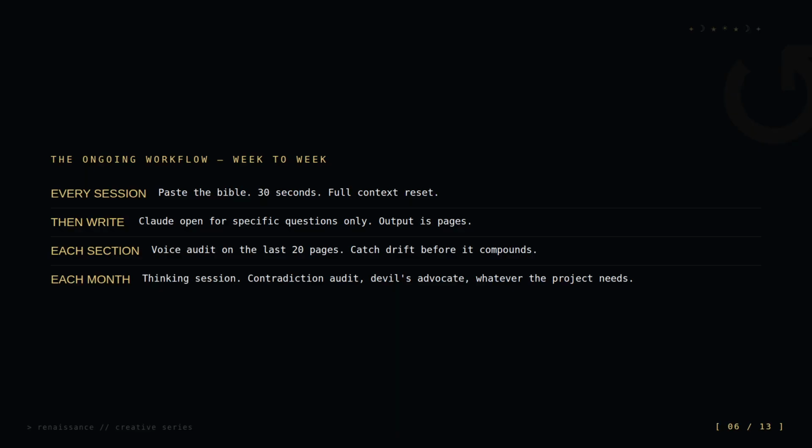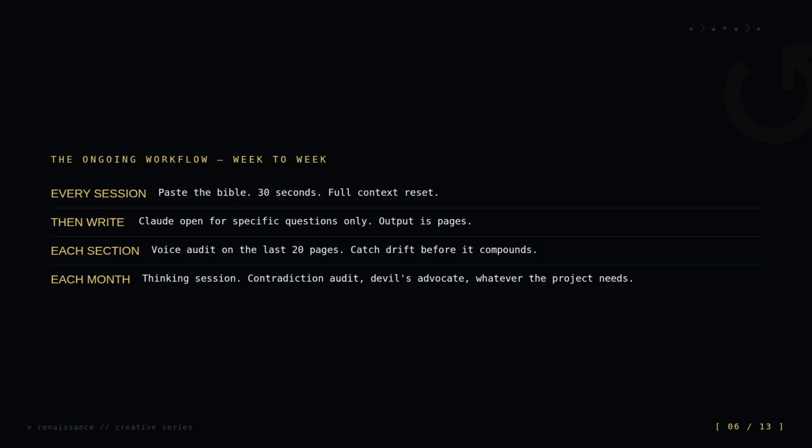After the foundational sessions, the workflow becomes more fluid. Here's what it looks like week to week on an active project. At the start of every writing block, I paste in the Creative Bible. This takes 30 seconds and resets Claude to full context on the project. Then I write. The Claude window might be open for specific questions.